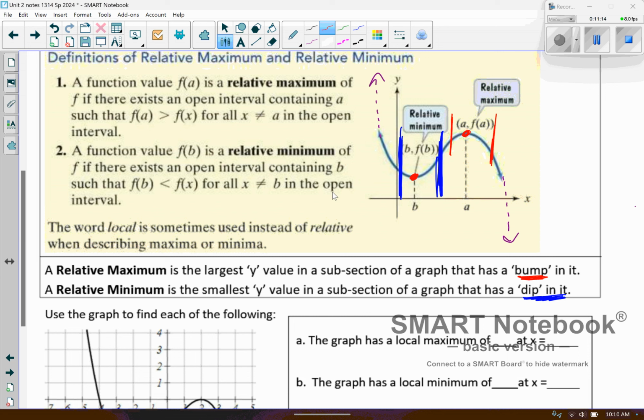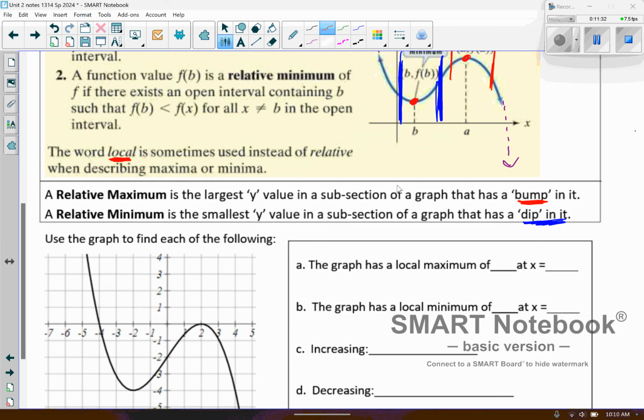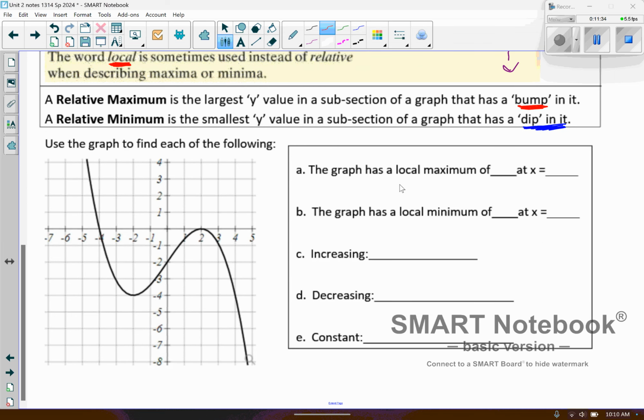A lot of times we call them relative, but sometimes they're also called local. Sometimes they're even called neighborhoods. So do you have a relative max or min within the neighborhood? You're just talking about the surrounding area, basically. So let's go ahead and try one of these here.